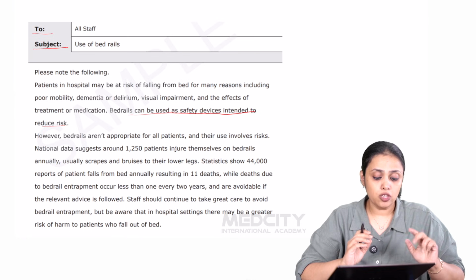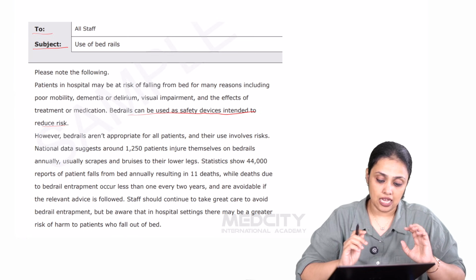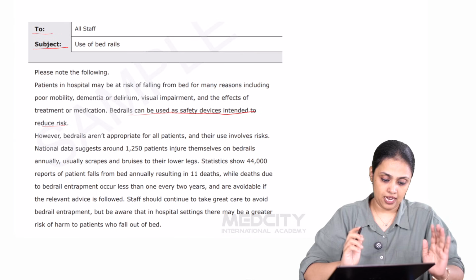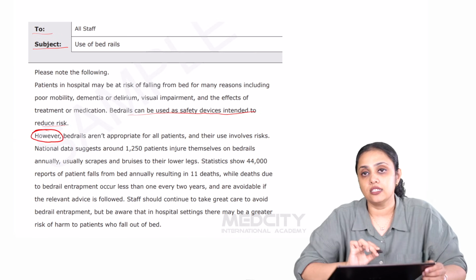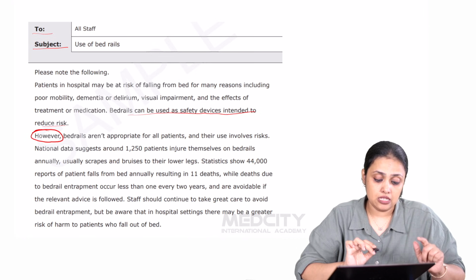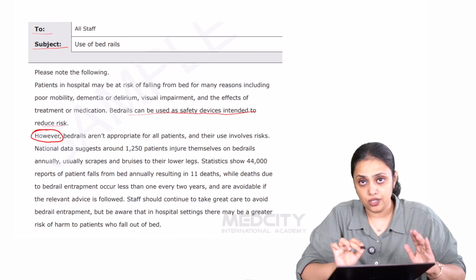And then they have added on by saying that as a safety measure or as a safety device, bed rails can be used to reduce the risk of falling from bed in hospitals. Now moving on to the second paragraph. It starts off with a contradictory or a contrasting connector. However, now what did the previous statement or the previous sentence say? Bed rails can be used as safety devices intended to reduce risk.